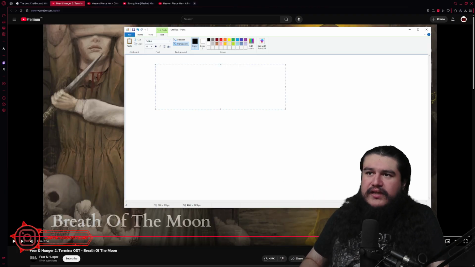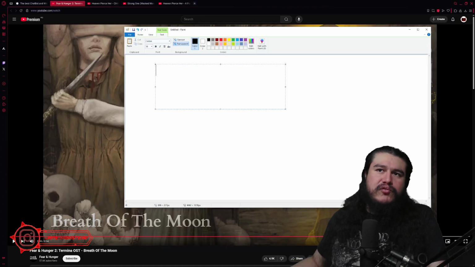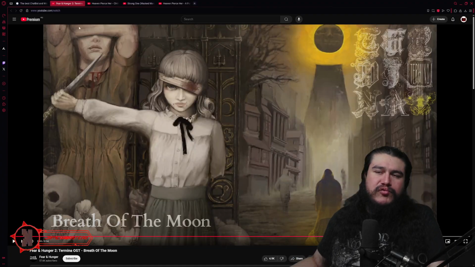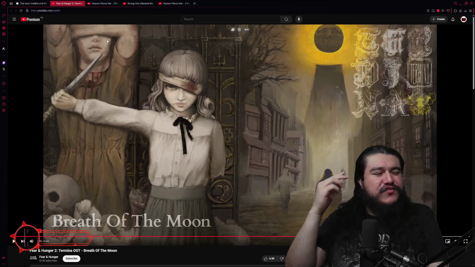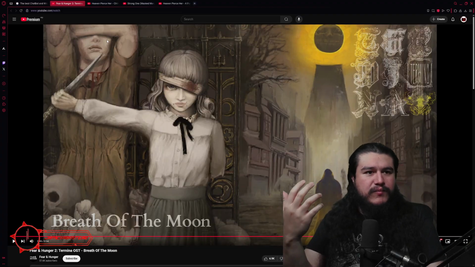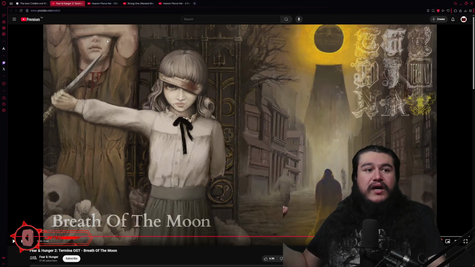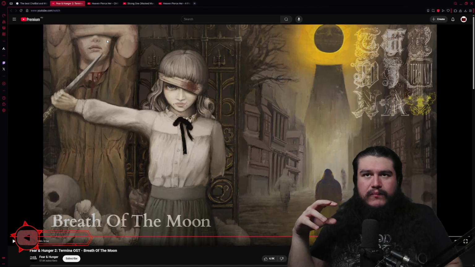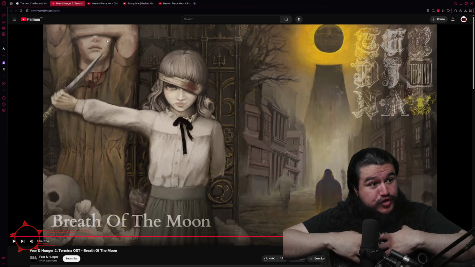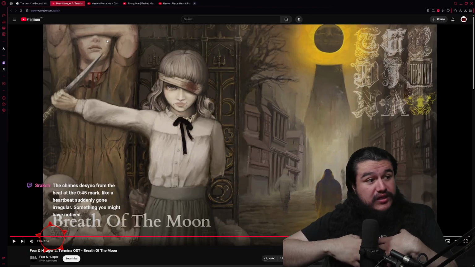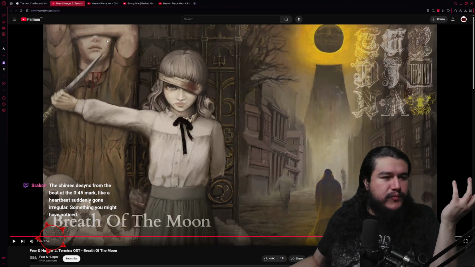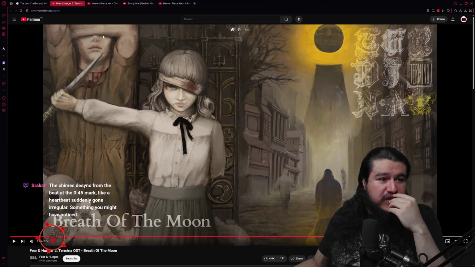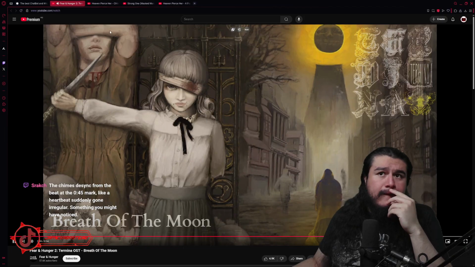And when you add that to what I believe is the subsonic music that Miro uses, which is under the capacity of the human ear, like we can't hear it, but it's there, so we'll be able to feel it. Subsonic notes, especially if exposed to them for a long time, can build a lot of pressure in your chest. It can flat out give you anxiety. Not long term, of course, but there you go. The chimes desync from the beat at the 45 mark, like a heartbeat suddenly gone irregular. Yeah.